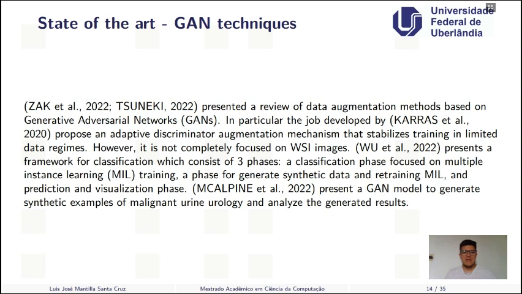Wu presents a framework for classification that consists of three parts. The first is classification focused on multiple instance learning. The second step is the generation of synthetic data using GANs. And finally, retraining the structure using the data generated.